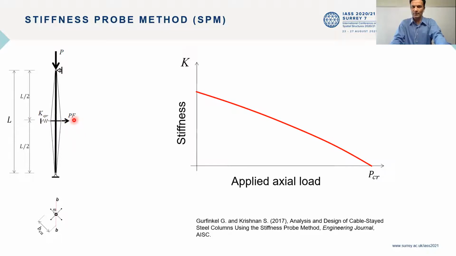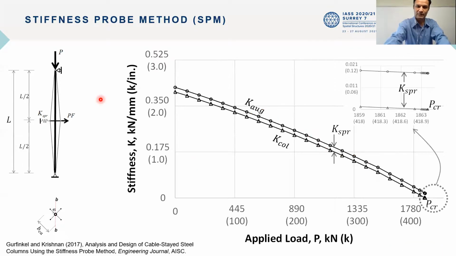Then you apply the perturbation force to create the initial imperfection, after which you apply the axial load P, and then you calculate the stiffness and see the degradation of the stiffness as the load is increased. And this plot shows that. As P increases, the stiffness of the augmented column decreases up to a certain minimum value, and that minimum value is equal to the value of the spring. At that time we know that the column has buckled, because P will be equal to P critical.